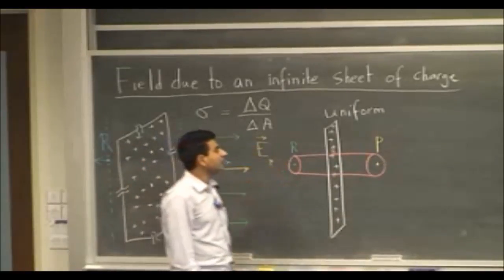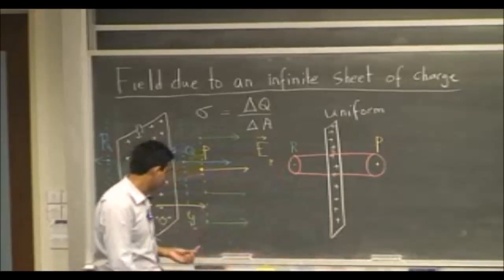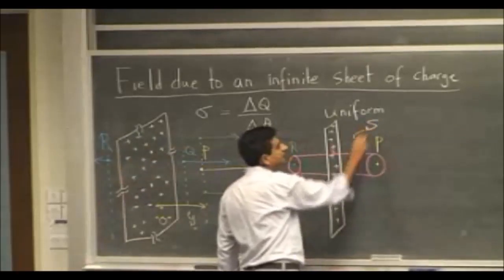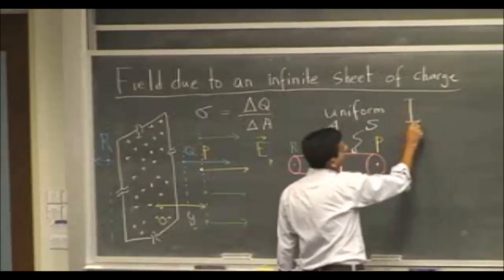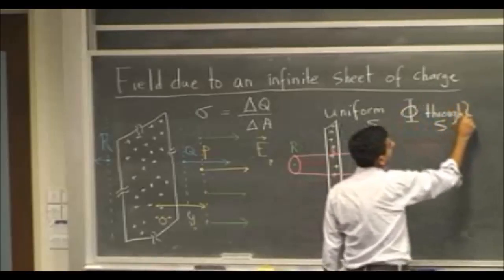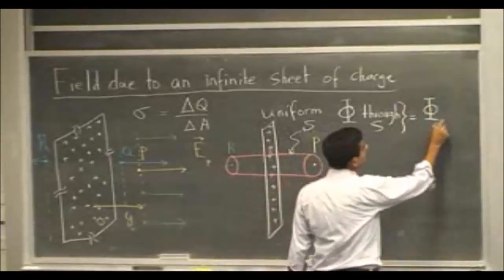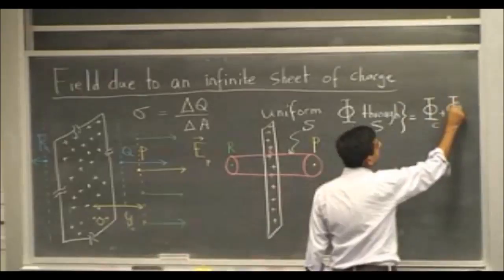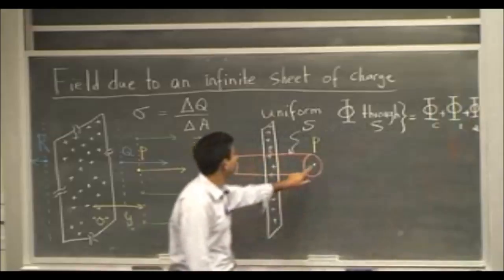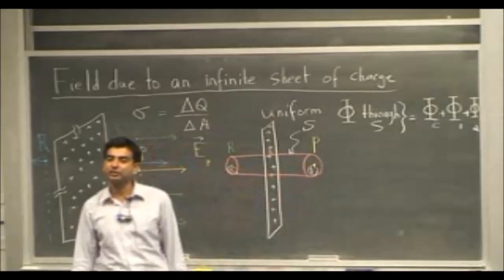Okay, now there are three surfaces on this Gaussian surface. There is a curved surface and there are two end caps. So the flux through, let's call this Gaussian surface S, the flux through S will be given by the flux through the curved surface plus the flux through end cap 1 plus the flux through end cap 2. I call this end cap 1 and I call this end cap 2. Now what's the flux through the closed surface? 0.